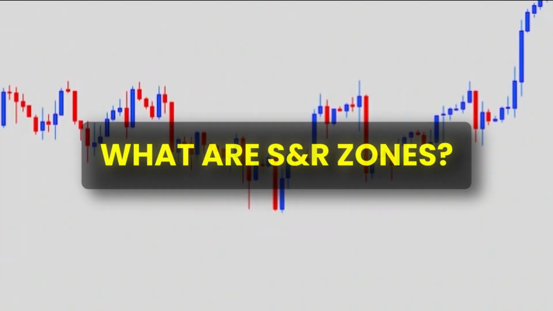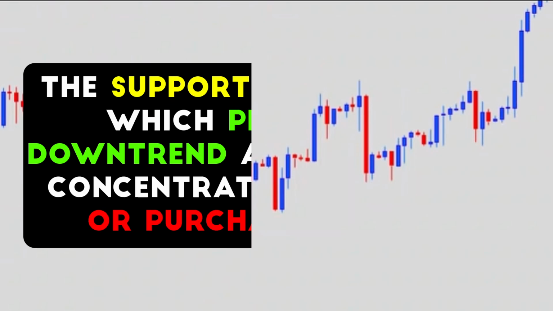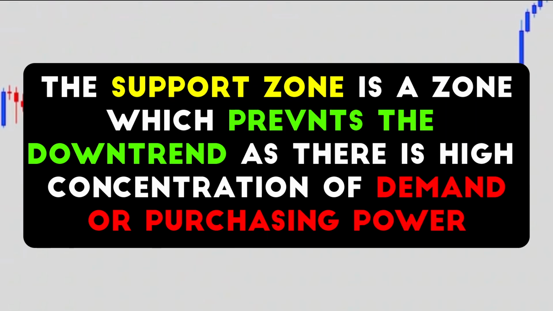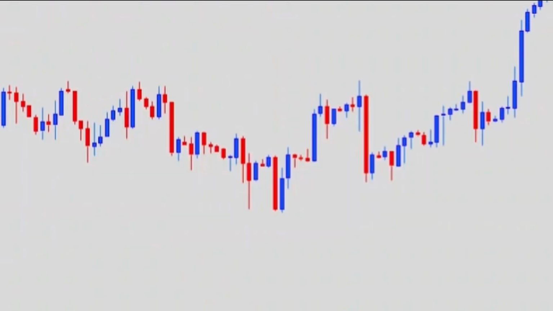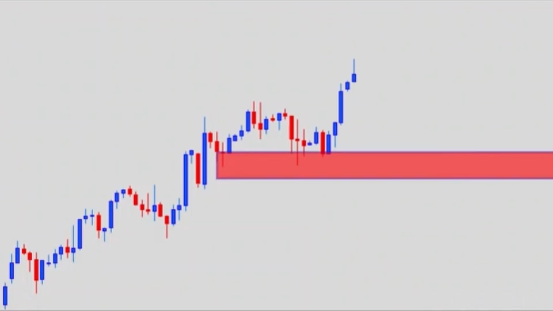First, to begin with, let us understand what support and resistance levels are. The support zone is a price level that can prevent a downturn due to a concentration of demand or purchasing interest. The support zone includes a substantial number of purchase orders. During the uptrend phase, the support zone is highly useful as it helps traders to buy at a lower price and sell at a higher price.